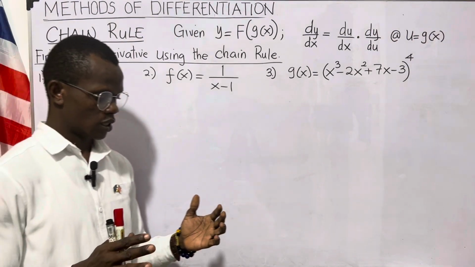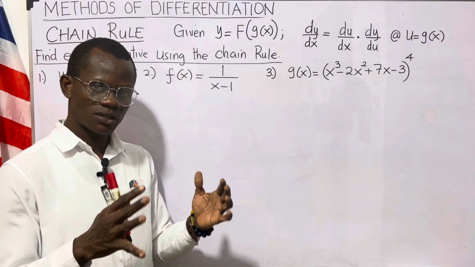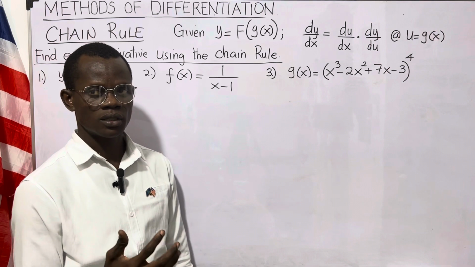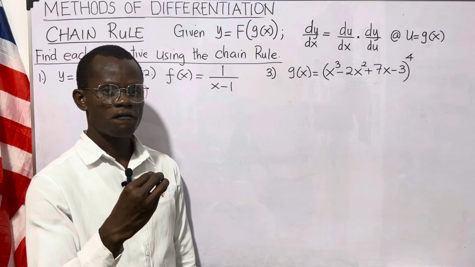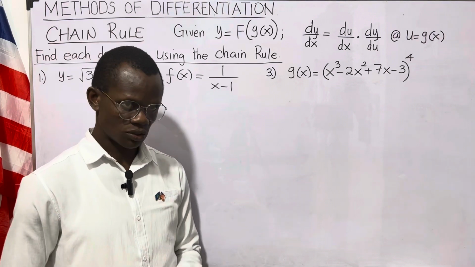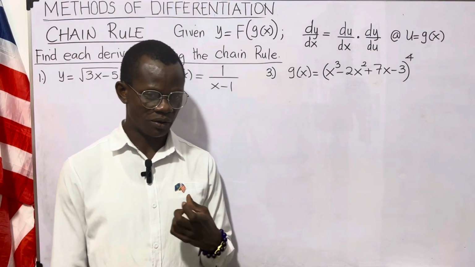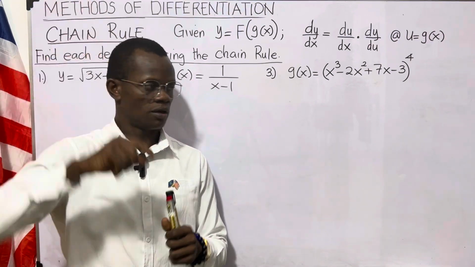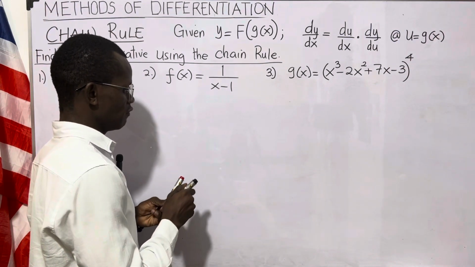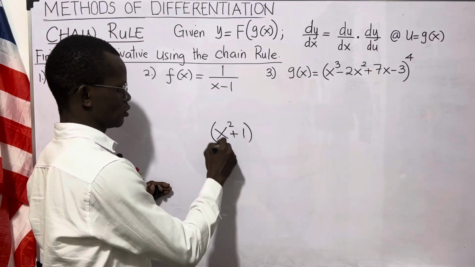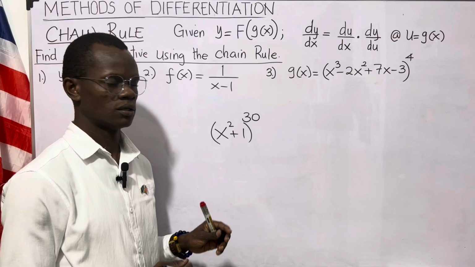Now, the essence of using the chain rule is to reduce a complex problem into a form that you can easily differentiate. Most often, you apply the chain rule whenever you have an expression raised to a high power. For instance, if we have x squared plus 1 raised to the 30th power, for instance, right?